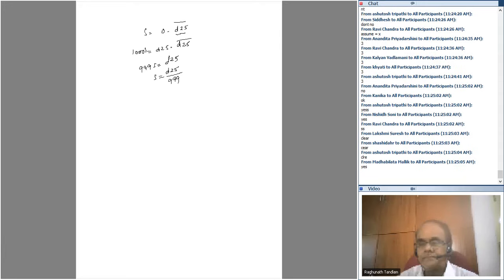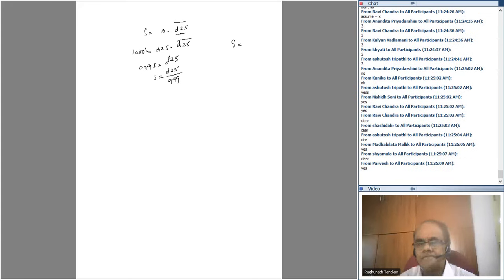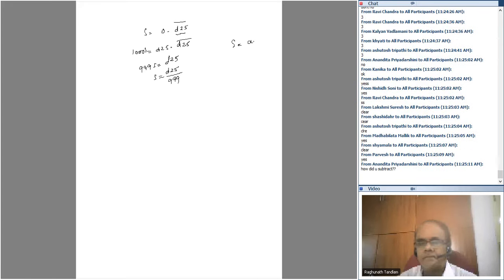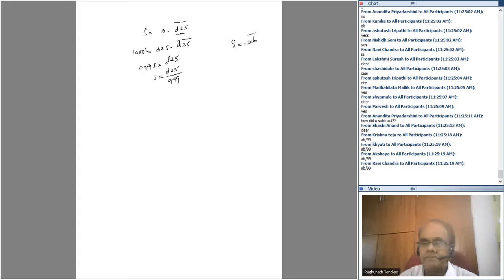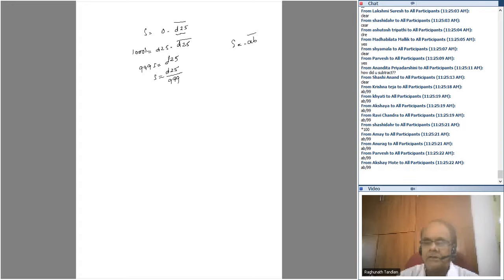For example, what will be the answer if it is like this? How do you convert this? When I convert this, what will happen? You should multiply by what number? 100, and subtract.